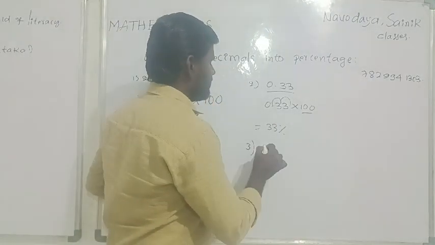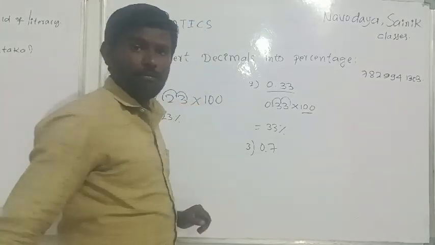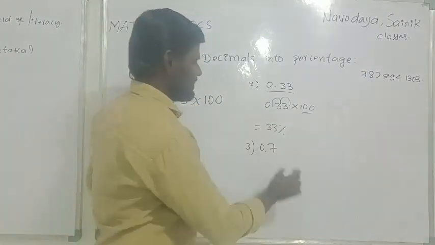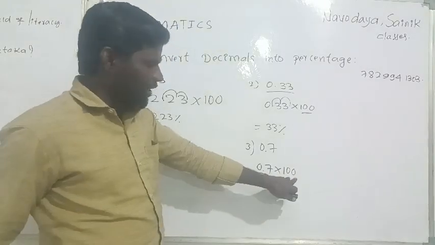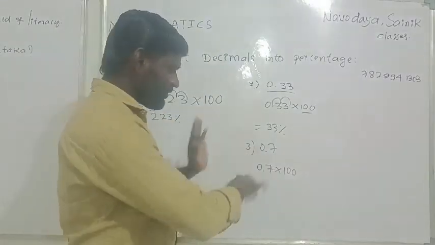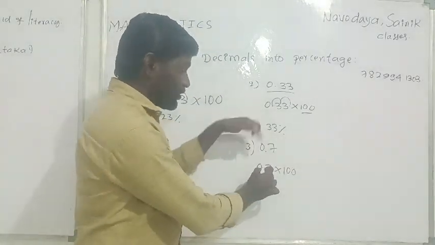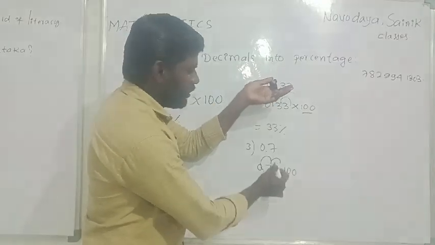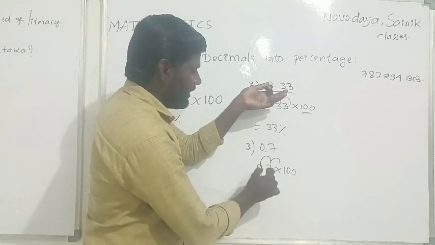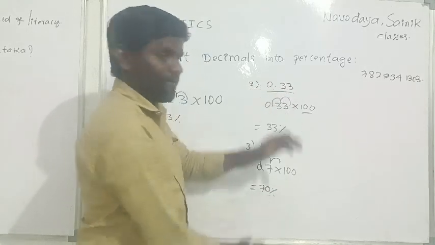Example 3: 0.7. Convert into percentage. 0.7 into 100. How many zeros are there? 2. Move the decimal point two steps ahead, 1. For the other we don't have a digit, so give 0. That will become 70%.